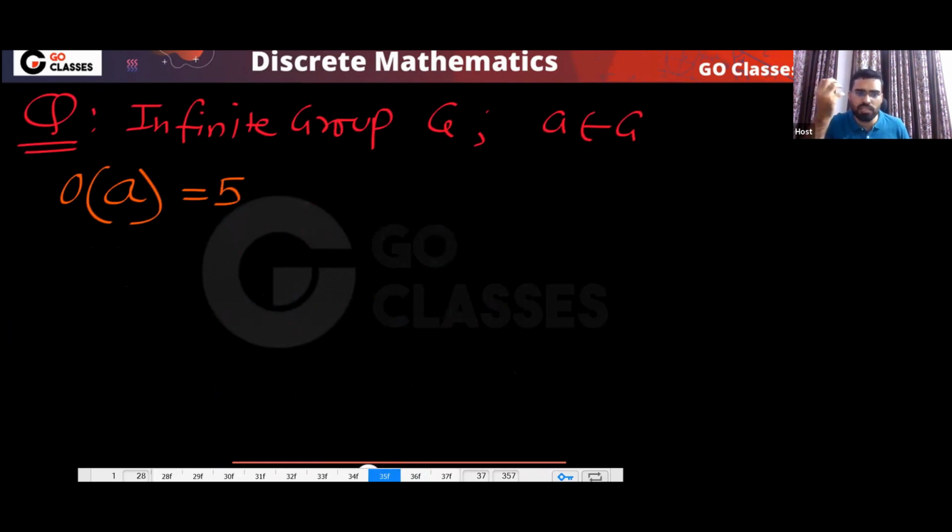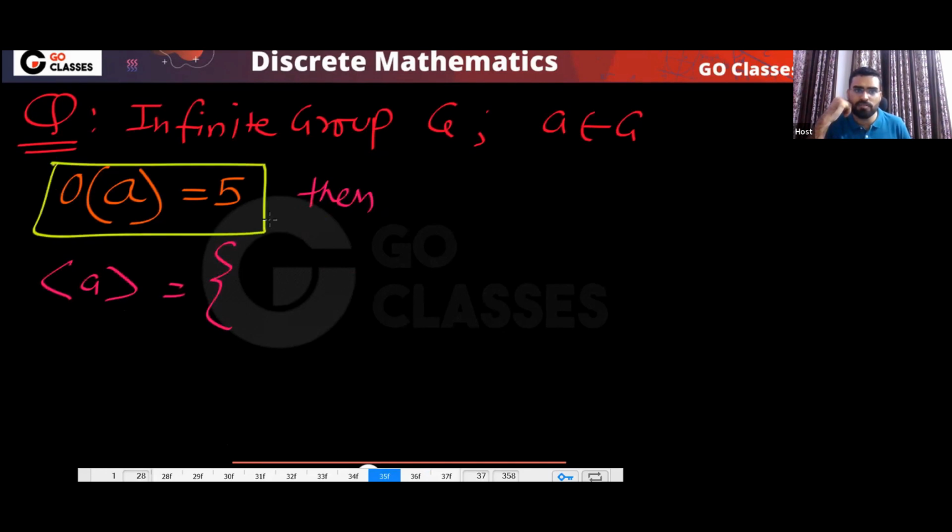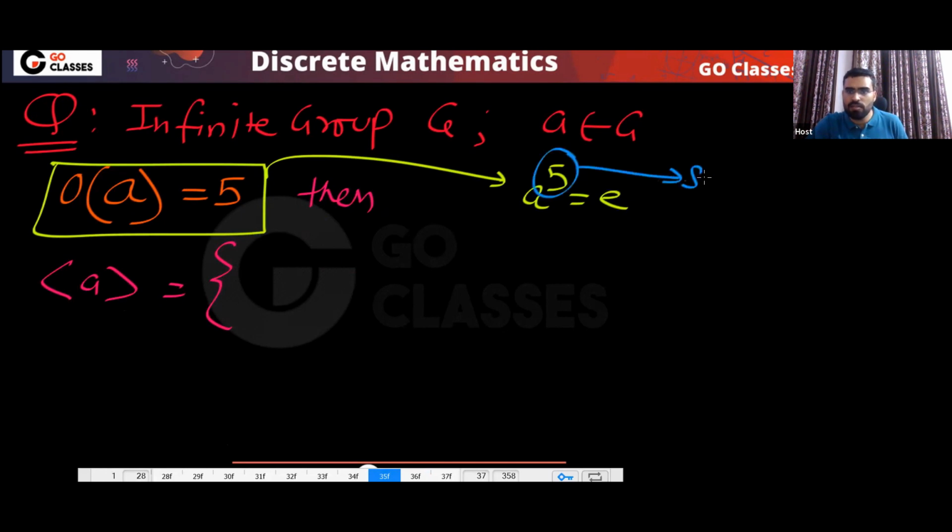Means whose order is 5. Then what can I say about this? Tell me, because the order is 5, what does it mean? It means a power 5 is equal to E, and this 5 is the smallest positive integer.